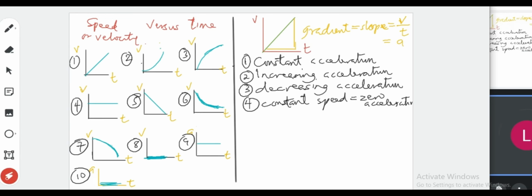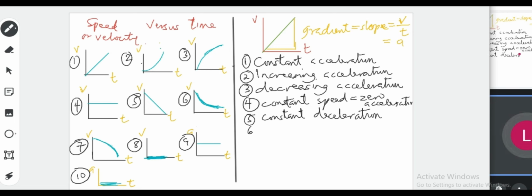Number 5. Wait a second. It's going down. Speed is going down. Deceleration. How is it deceleration? Constant deceleration, because it has a constant slope, constant gradient. It's a straight line. So that's constant deceleration.